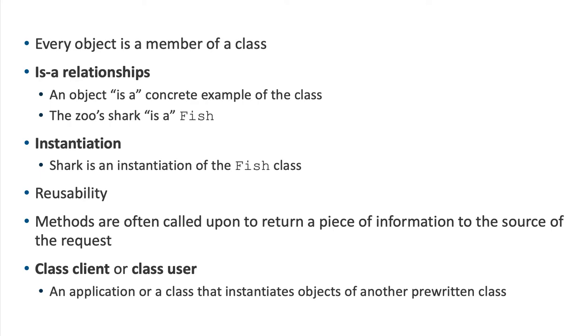Because both a desk and a fish are much more general, the difference between a class and an object parallels the difference between the abstract and concrete. An object is an instantiation of a class, or one tangible example of a class. Your goldfish, my puppy, and the zoo's shark each constitute one instantiation of the fish class.